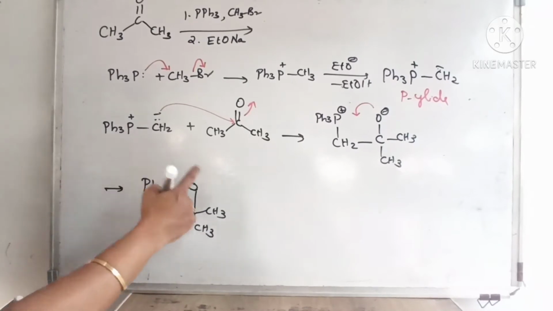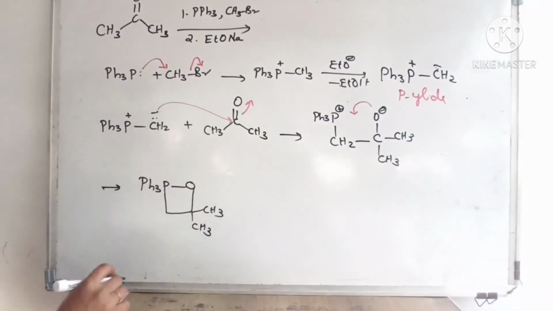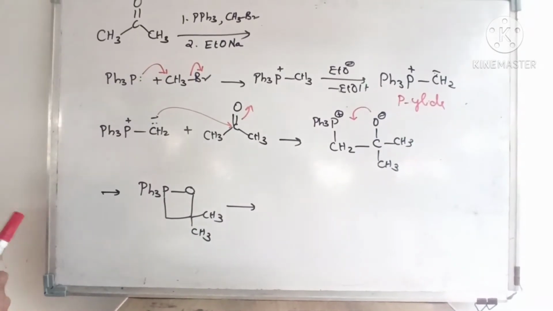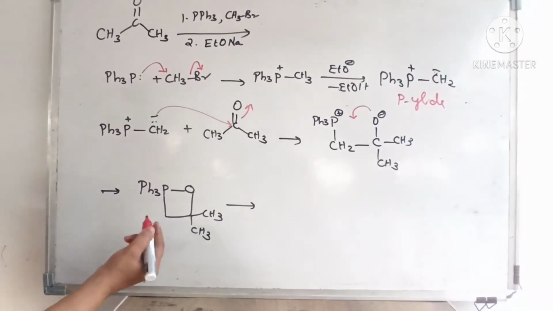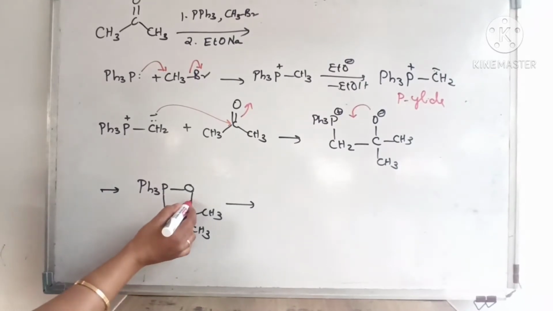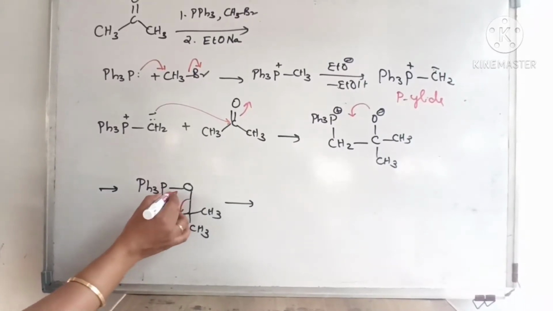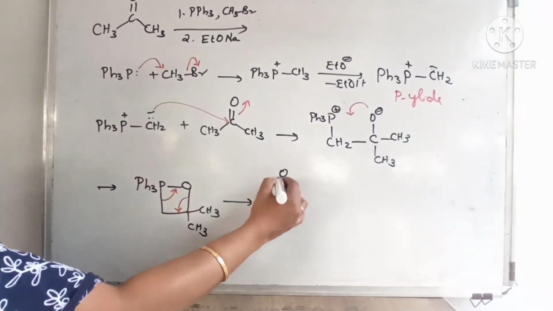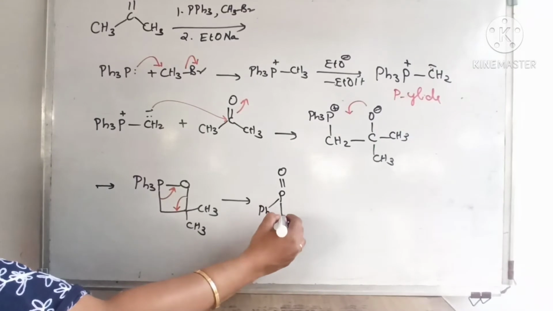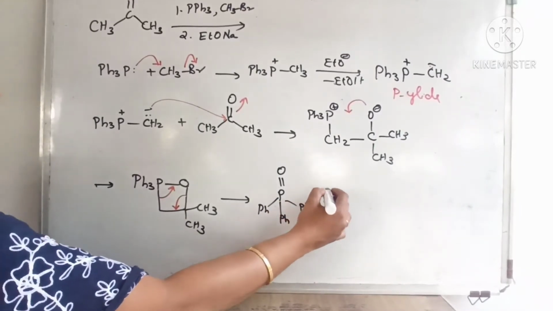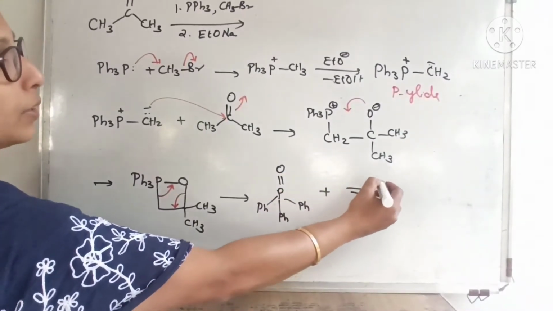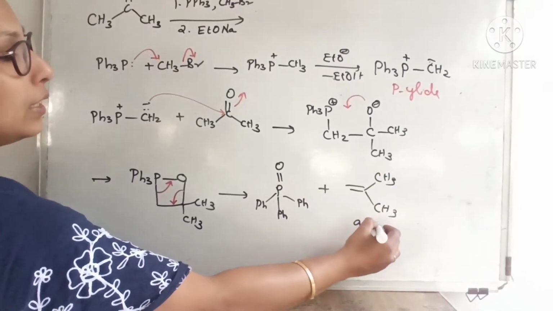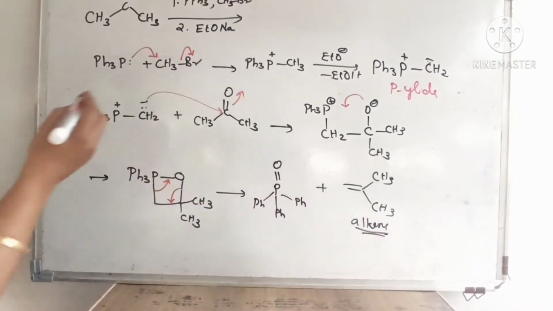Okay, so there is a 4-membered ring forming. Now what will happen? Ring opening will be happening so that you get the alkene over here. So this will be breaking like this. In fact you will be getting P double bond O PPh3, plus here double bond CH3 CH3. So this is the alkene that you will be getting after the Wittig reaction.